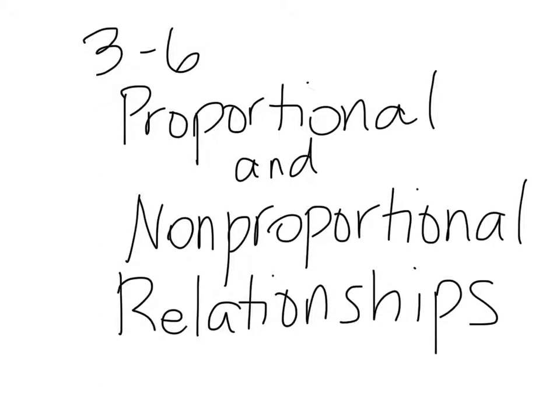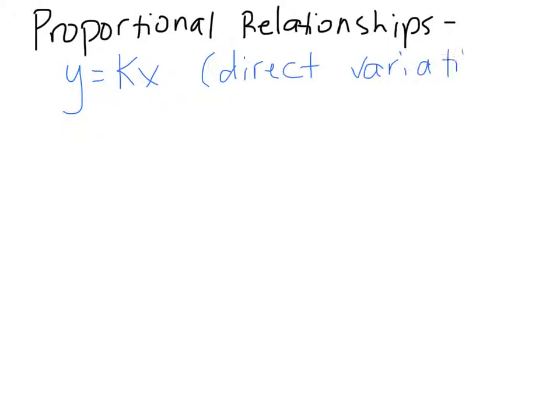Chapter 3, Lesson 6, Proportional and Non-Proportional Relationships. So when we talk about proportional relationships, they are going to be in the form of the equation y equals kx. We remember that that's the same thing as a direct variation.